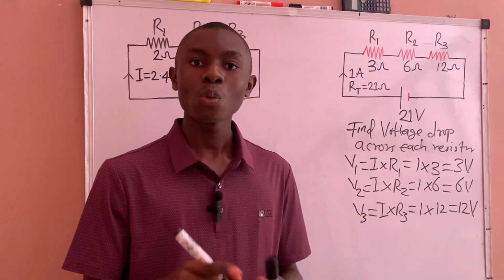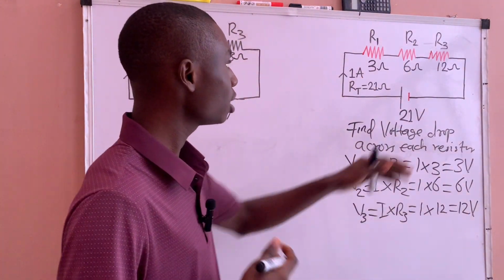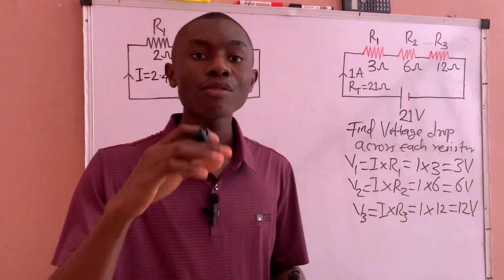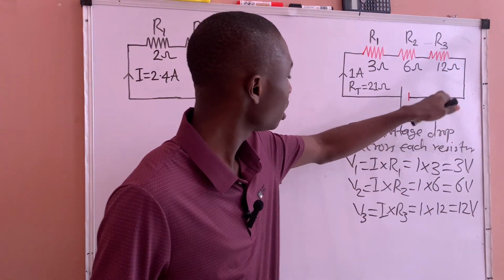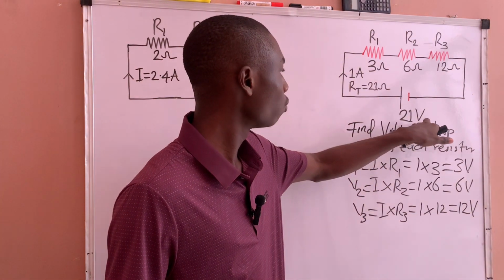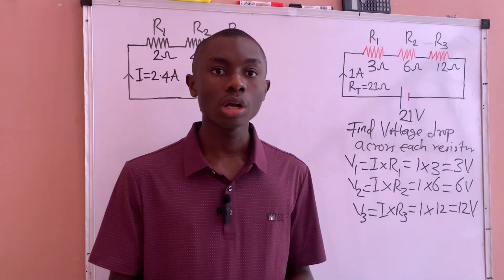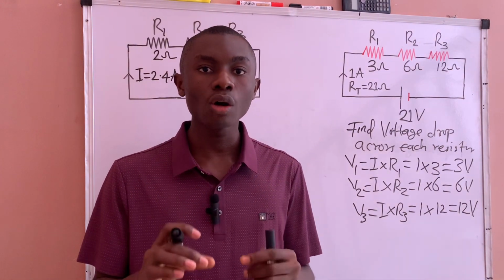My question is, what do you observe from this voltage drop? I observe that this 12 ohms resistor, R3, drops half of the total voltage. The total voltage is 21. It drops 12 volts, which is about half of the total voltage. Which means the biggest resistor always gets the biggest share of the voltage.